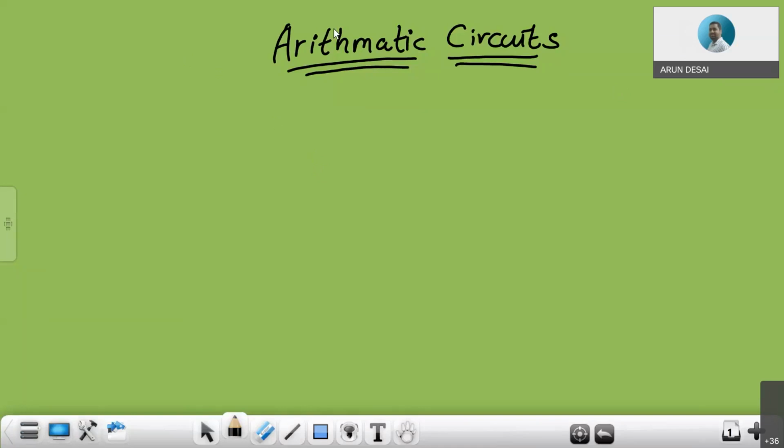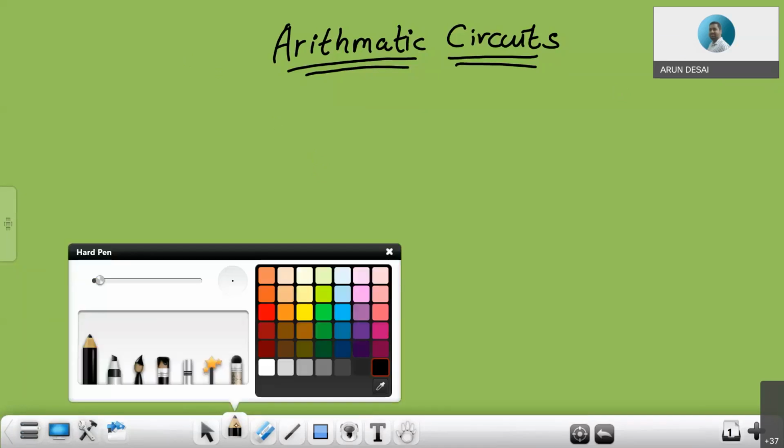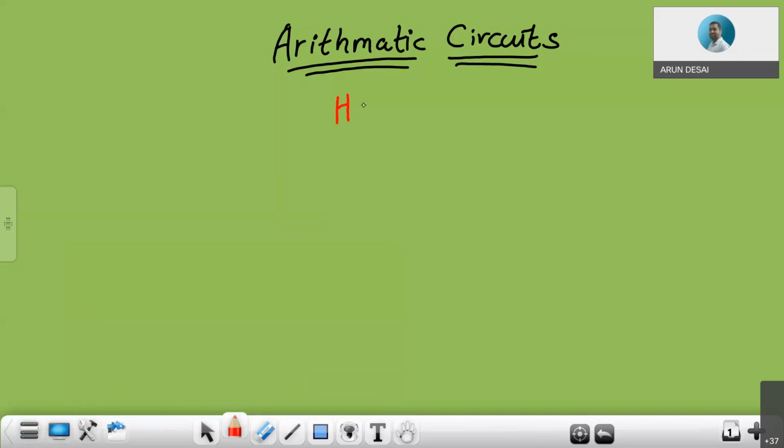So today we are going to see few arithmetic circuits from first unit. So we'll start with first circuit. This is half adder, right? Now, the word adder is there in the name of this circuit.